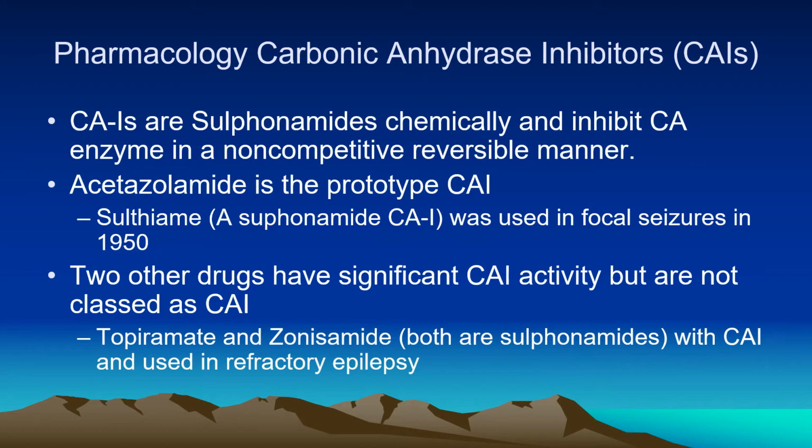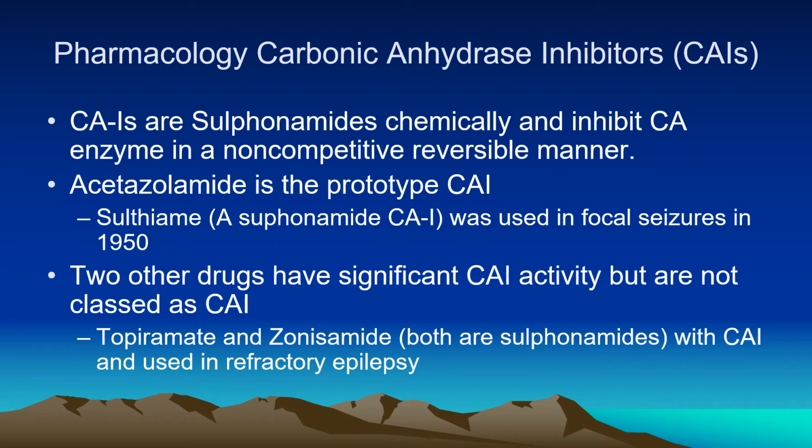Now the pharmacology of the carbonic anhydrase enzyme. The drugs which inhibit the carbonic anhydrase enzyme are called carbonic anhydrase inhibitors. Most of the drugs belong to sulfonamides chemically, and they inhibit the enzyme in a non-competitive reversible manner. Acetazolamide is the prototype of the drug, and earlier in the 50s, sulthiame, which was a sulfonamide carbonic anhydrase inhibitor, was used in the treatment of focal epilepsy.